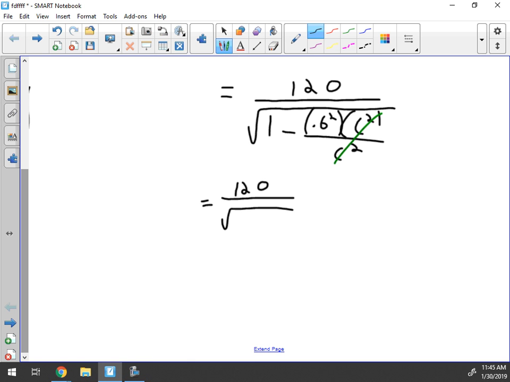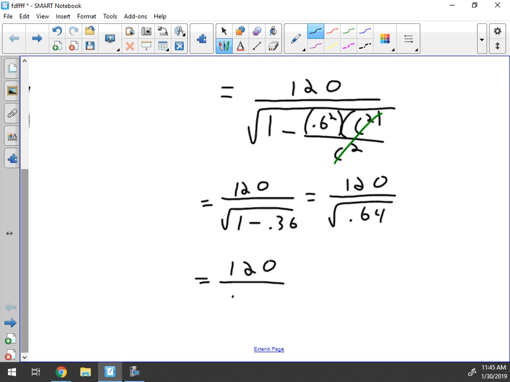Okay, so I'm going to get 120 over the square root of 1 minus 0.36. I can keep going. Over the square root of 0.64, which is 120 over 0.8, which equals 150 seconds.